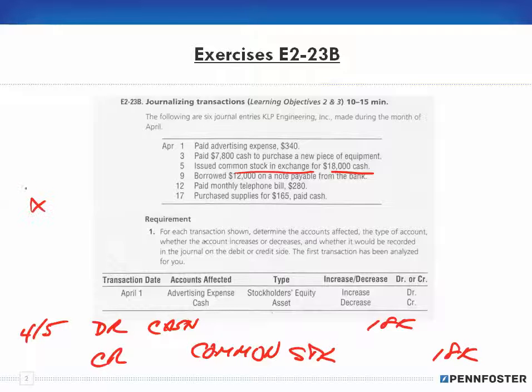So here was the balance in my cash. I'm receiving $18,000, so my cash increases by $18,000. And before I had this much in common stock, and now I'm issuing additional common stock in the amount of $18,000. So my common stock is increasing.